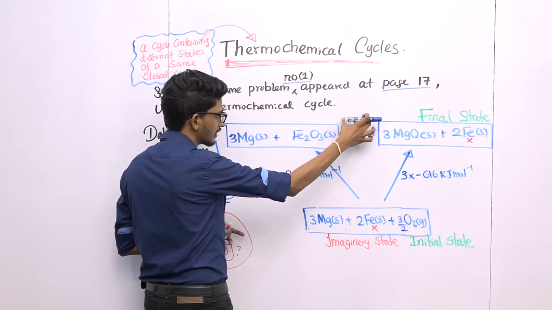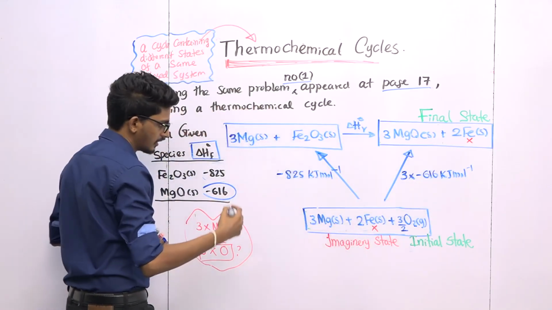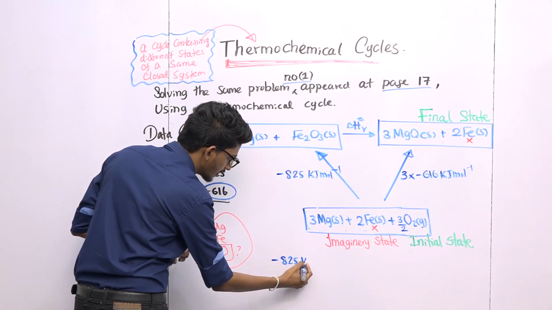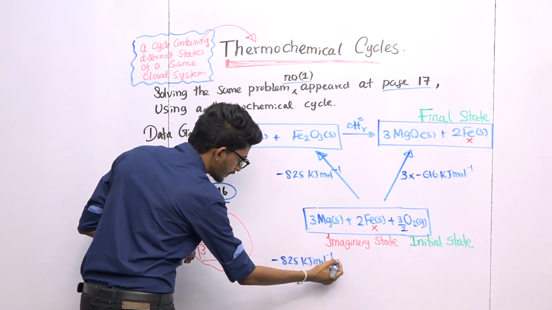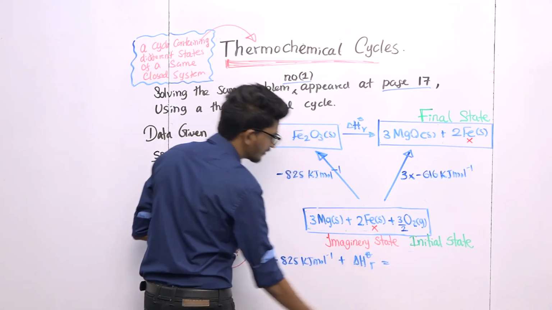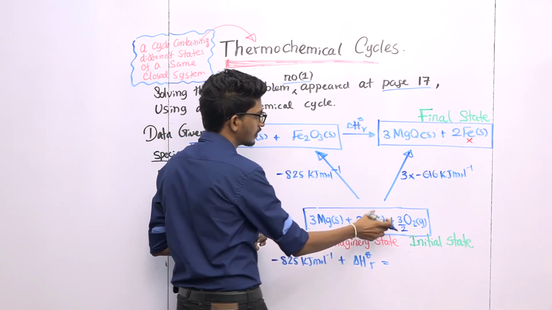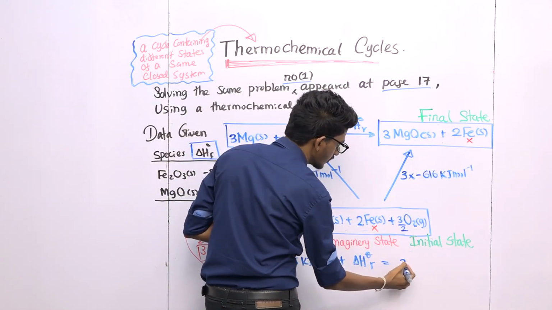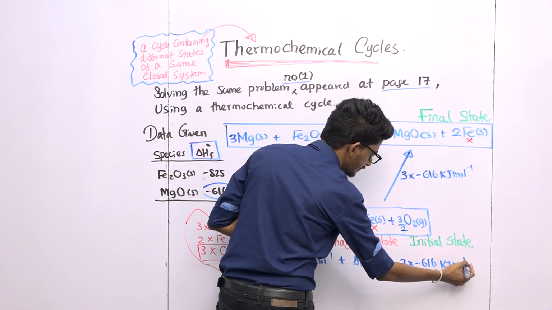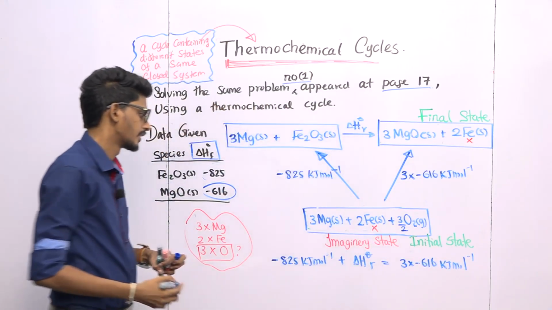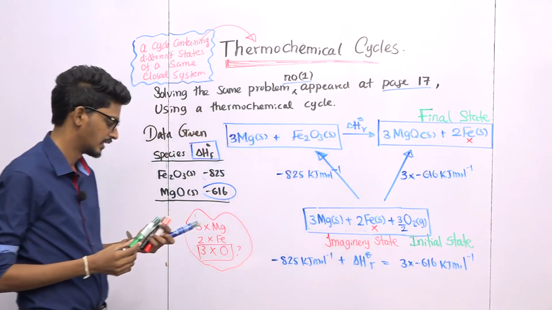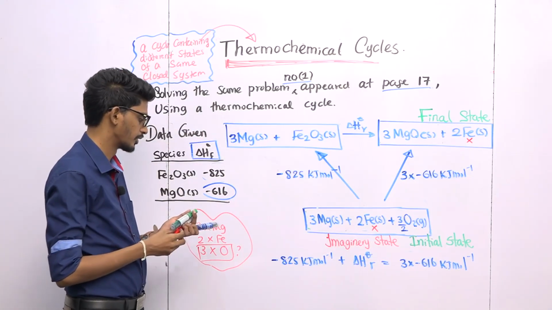So this plus this is equal to this. So we can write minus 825 kilojoules per mole plus delta H naught R is equal to this plus this, which is equal to 3 into minus 660 kilojoules per mole, right? So this relationship is also referred to as Hess's law.